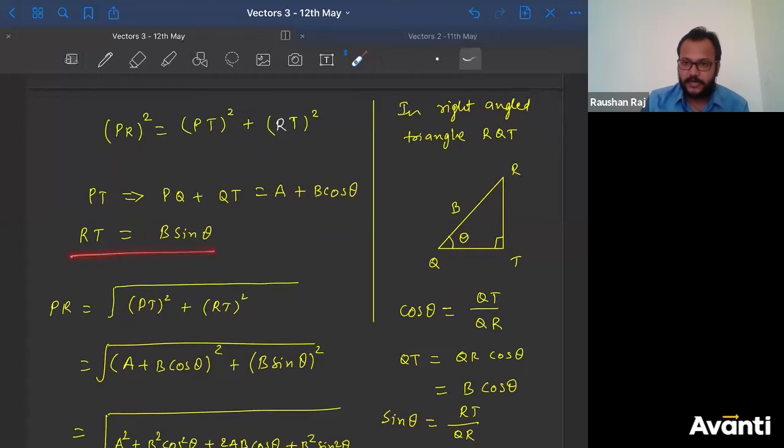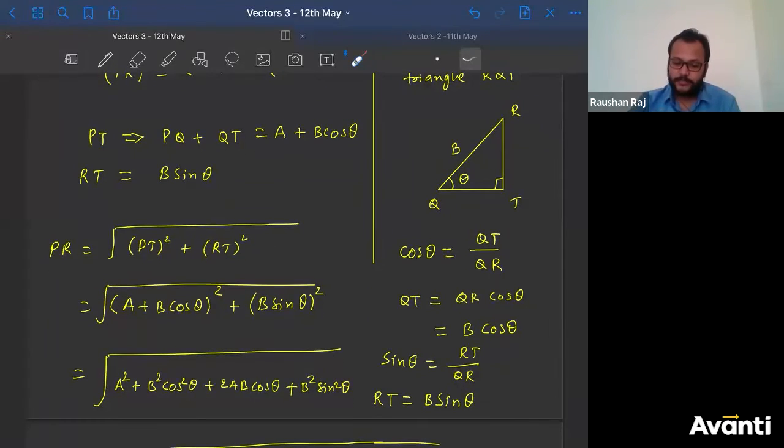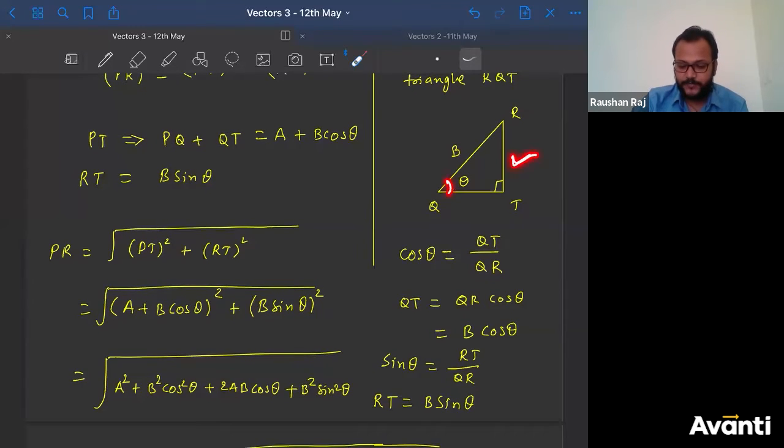Now what is RT? RT क्या है? In the same right angle triangle, what is RT? Can I say that RT is nothing but the perpendicular side, right? Or opposite side. So what is the relation between opposite side and the hypotenuse? So I'll say sine theta. So I'll use sine theta is equal to perpendicular or opposite side divided by hypotenuse. So RT divided by QR. QR is known to us, that is B. So RT will be equal to QR into sine theta, that is B into sine theta.